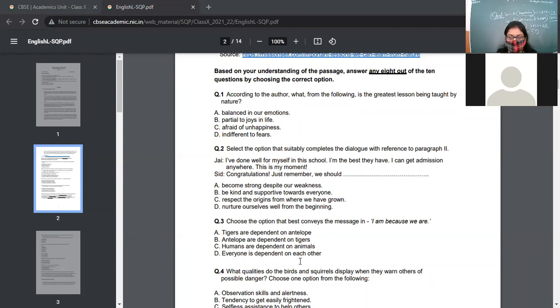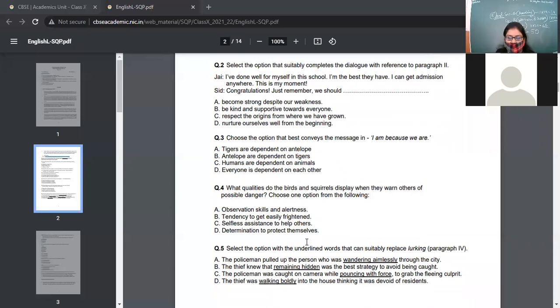Number one, he is strong. Number two, he is weak. Number three, he is determined, encouraging in that way. After reading the dialogue, you should be able to know, okay, what quality is he showing, but that quality is not mentioned in the passage. Got my point? So this way you have to infer it, you have to understand it.